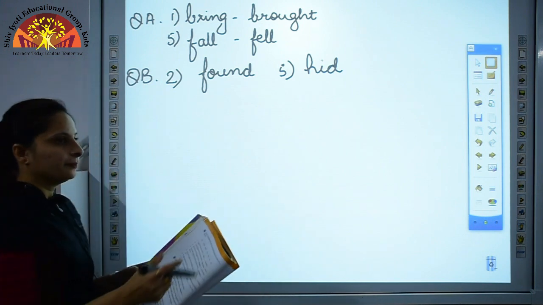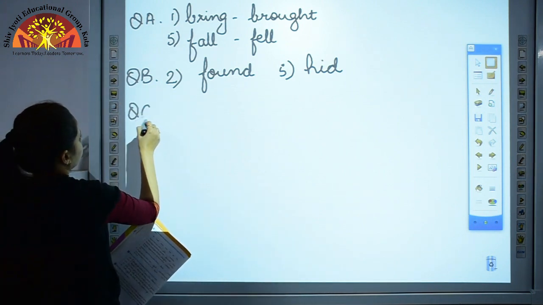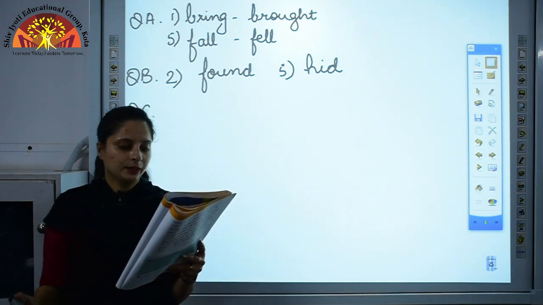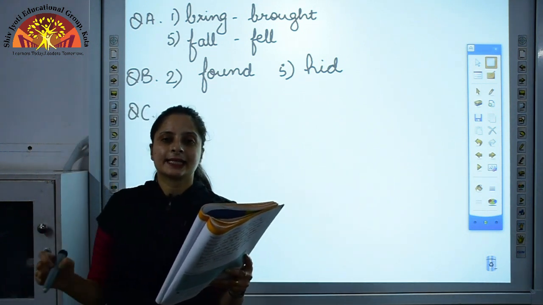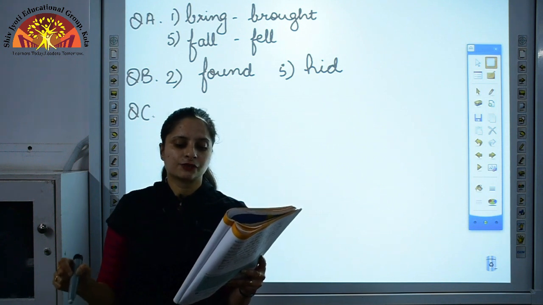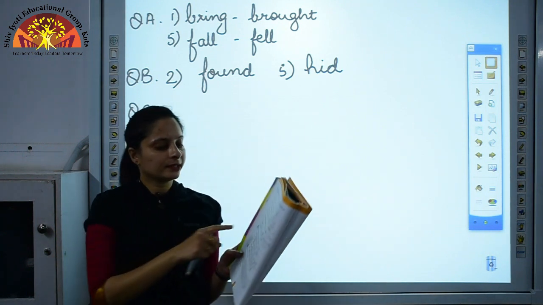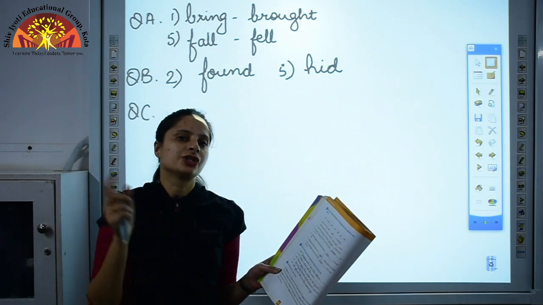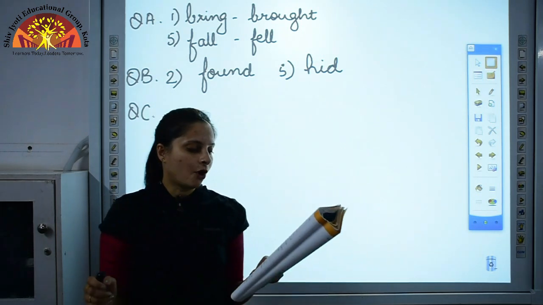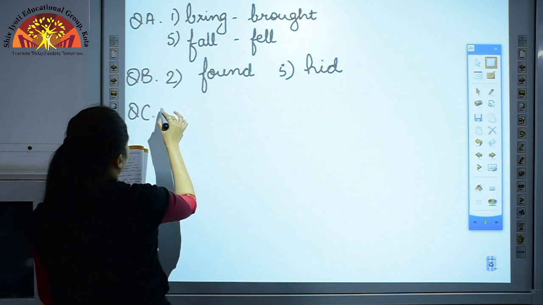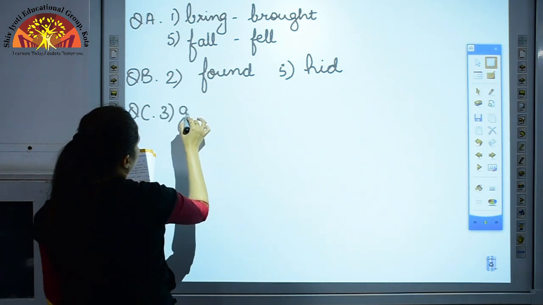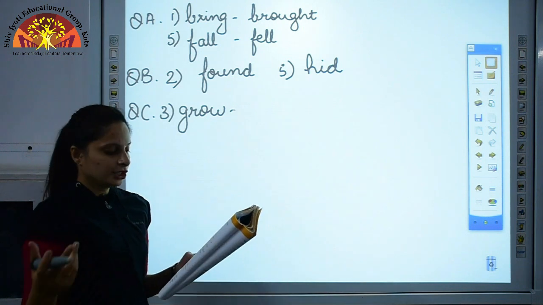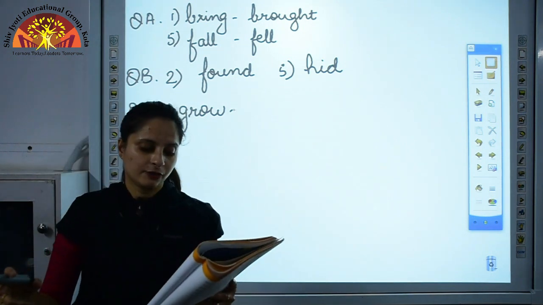Now, question number C. I'll take one example. You have to write a sentence each using a past tense form of the given verbs. Here the verbs are given to you. You have to frame a sentence by changing it into its past form. So let's take the third one, grow. You have to frame a sentence changing grow into its past form.